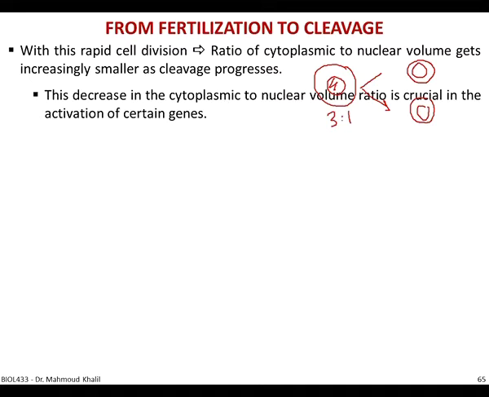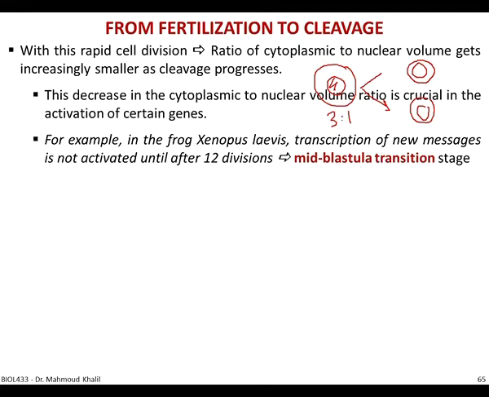So the scientists found that, as we agreed, early in cleavage there is no expression of genes. But when you decrease the ratio of cytoplasm to nuclear volume, this will activate a set of genes later in cleavage. For example, they found that in one species of frog, called Xenopus laevis, the transcription of new genes is not activated until the 12th division, which is around the mid-blastula transition stage.